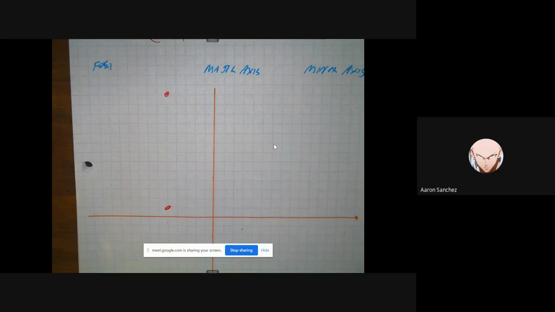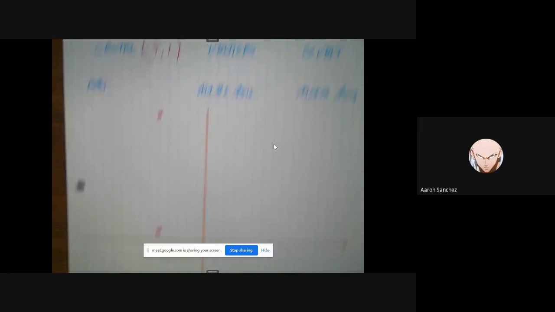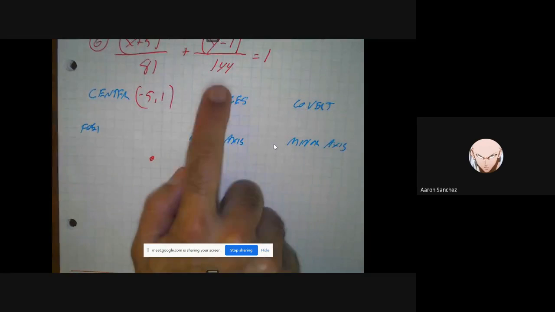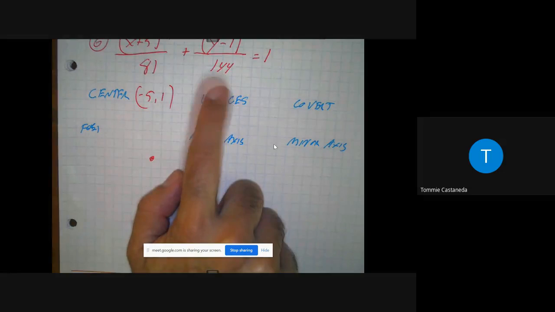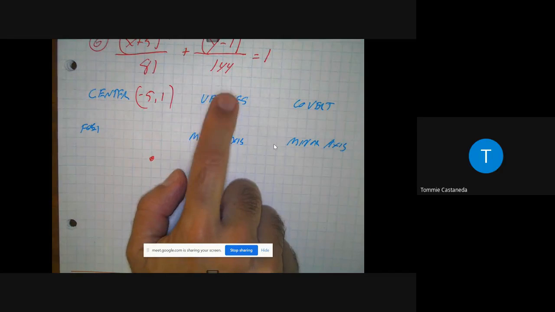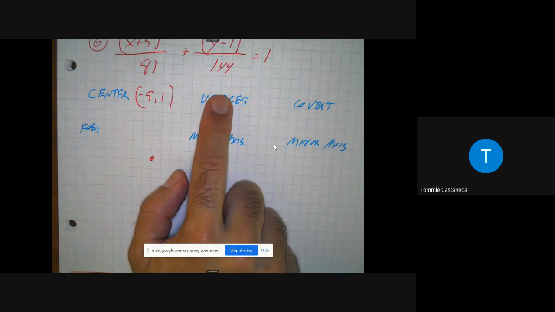Yes, very good. How did I get 12? Where did I get 12 from? From 144. How did I get it from 144? You square rooted it. Very good.